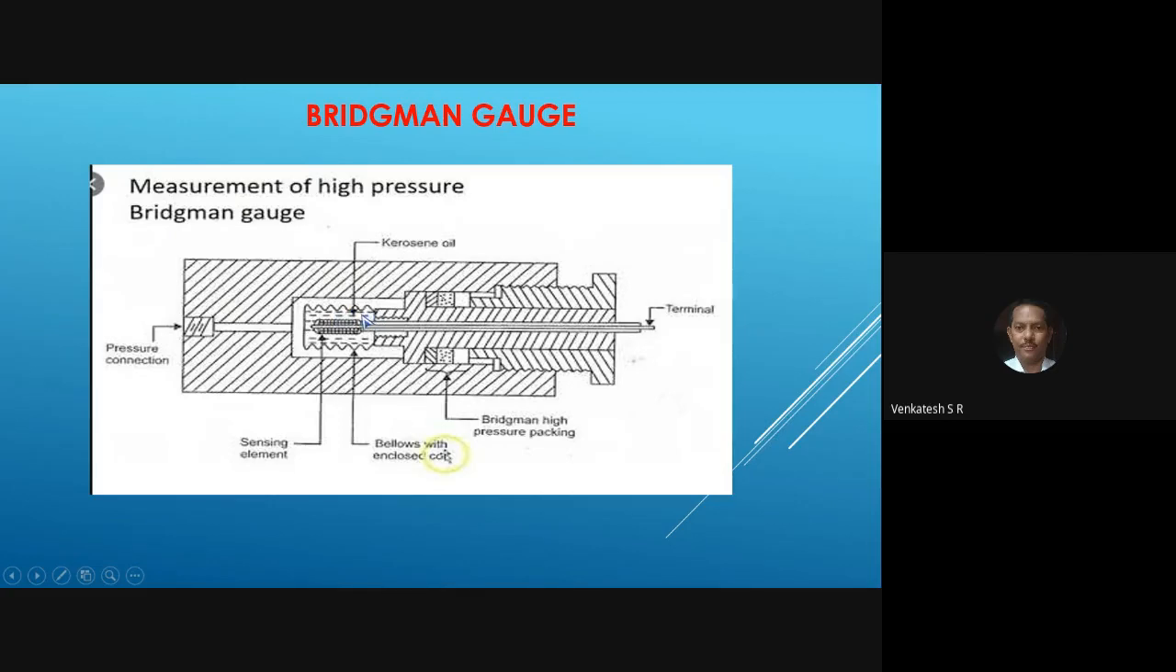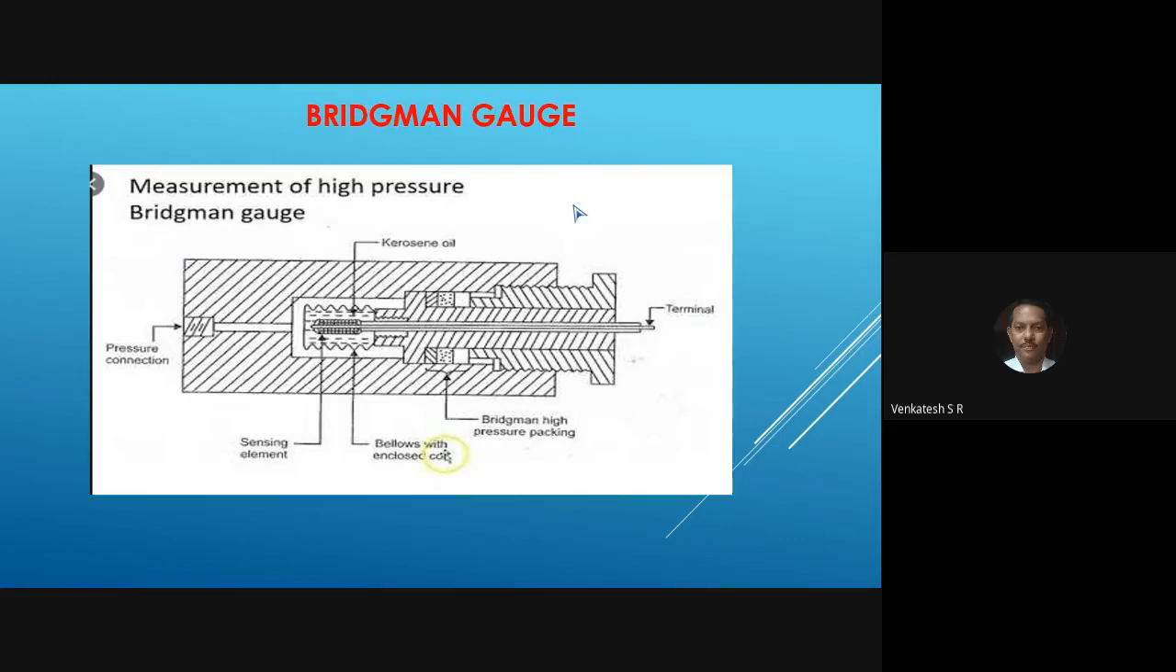And this bellow compresses and enlarges according to the high pressure. That sensor contains the resistance. Due to the change in the pressure, there will be change in the resistance. That resistance can be measured through the terminal. That resistance is converted into analog signal, and the analog signal is converted into voltage signal, and the voltage signal is converted into digital form or analogous form as it is, that can be measured in the indicator in terms of kg per millimeter square or in terms of bar. This is the principle of operation of Bridgeman gauge.